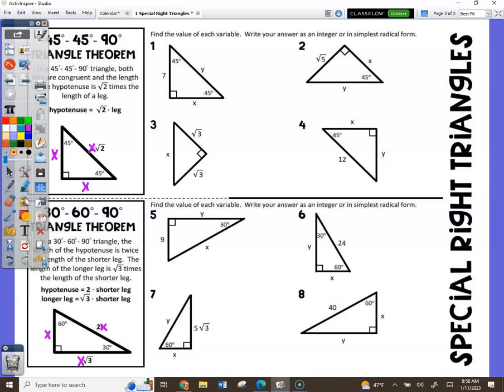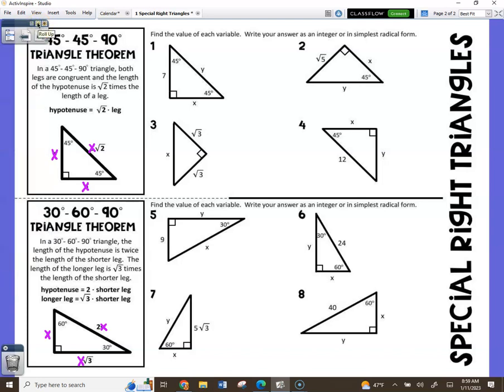All right, let's look at one at a time. We'll go with the 45, 45, 90. The relationship is, since these are congruent angles, and we said that these are congruent sides, if you know one of the legs, then you know the other leg, right? And then the hypotenuse is the leg times root 2. This is how you read it. It's going to be the leg times root 2. Okay?